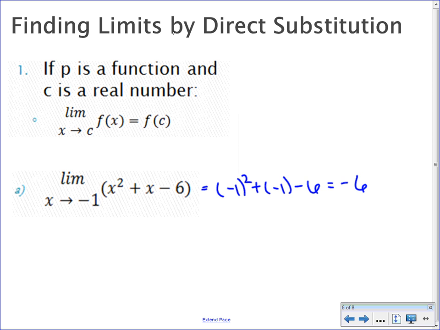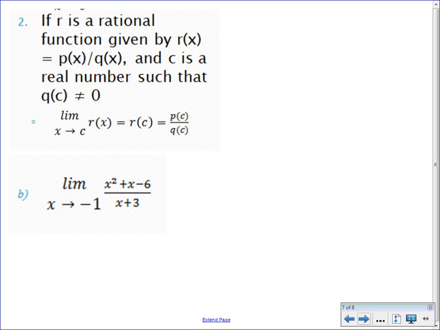All right. We can also do direct substitution with rational functions as long as c does not make the denominator 0. If the limit that we are finding makes the denominator 0, we have to use a different approach, which we will talk about tomorrow. As long as our denominator is not 0, then we can evaluate the limit by direct substitution.